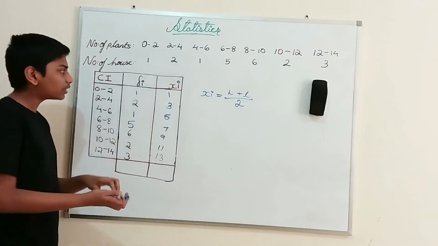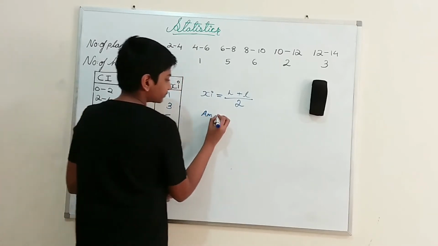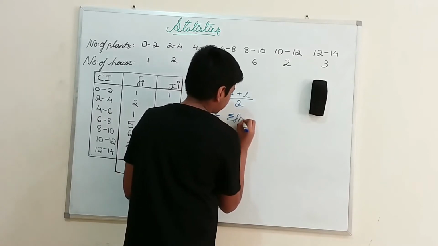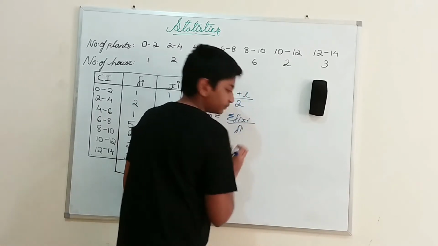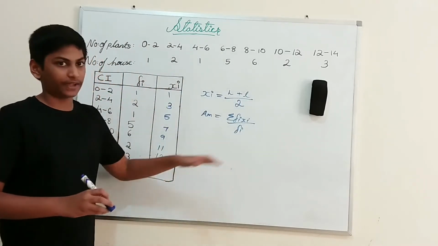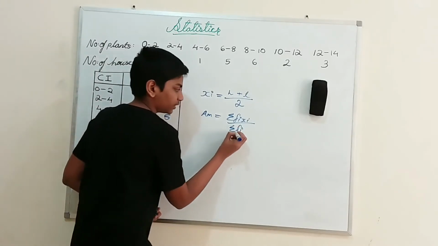So here we know what we need to do: to find the arithmetic mean, the formula is sigma Fi Xi by sigma Fi. Sigma Fi Xi by Fi, that is the formula over here. I mean sigma of Fi.